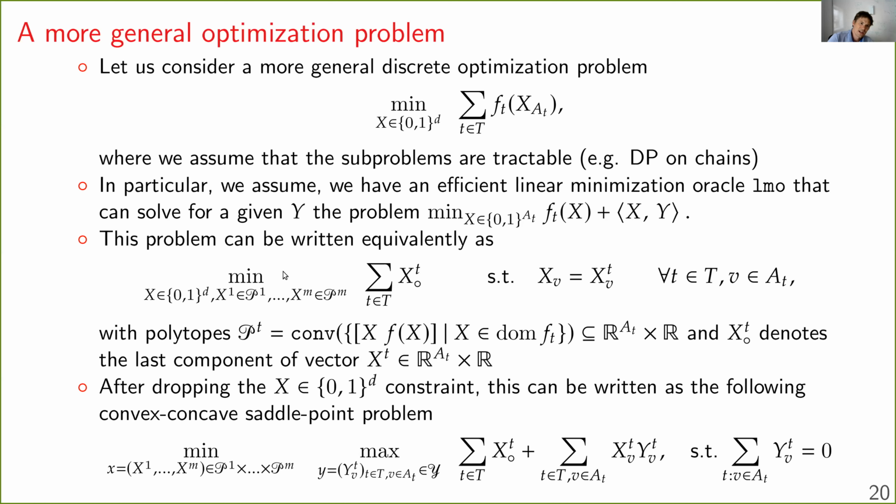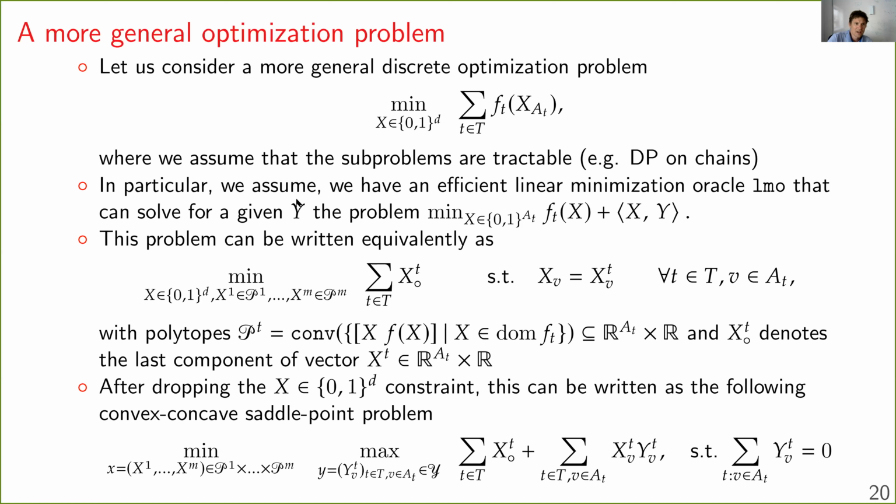So what we assume, and this is the most important assumption here, is that we have an efficient linear minimization oracle, which I call LMO, that can solve for a given vector y this problem here for a particular t efficiently. So it can efficiently minimize this binary optimization problem of this function f_t plus this linear term here. And again, to relate this with our previous problem, this is exactly dynamic programming on chains where we can add different unaries. It does not make our problem more complicated. We can still solve it if we add something to the unaries.